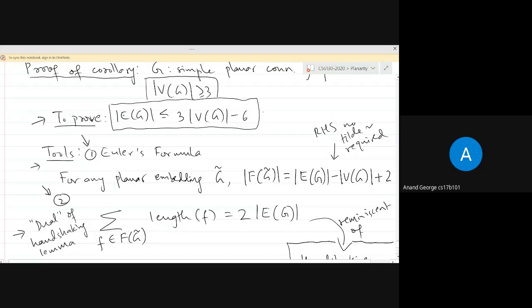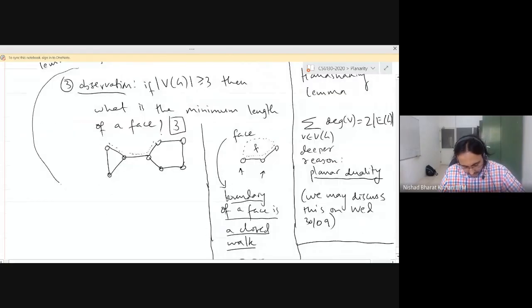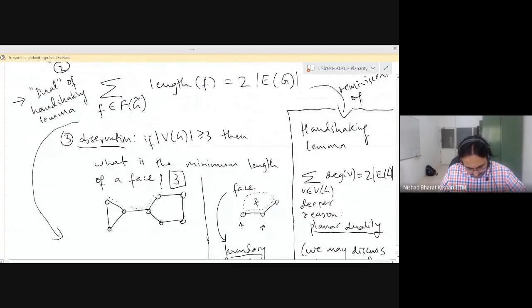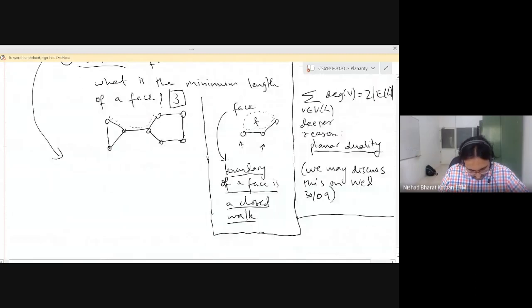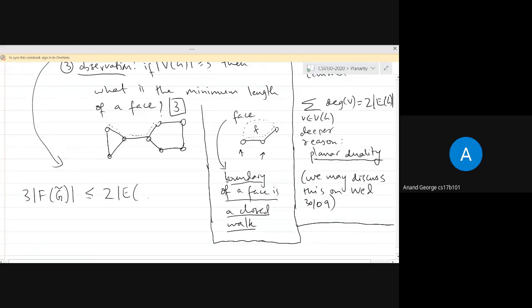The sum of the lengths of each face is at least 3 times the number of faces. Okay, so let me start writing what you're saying. Are you saying the following? So I can put 3 times the number of faces is less than or equal to 2 times the number of edges. Yes, sir. Is that right?